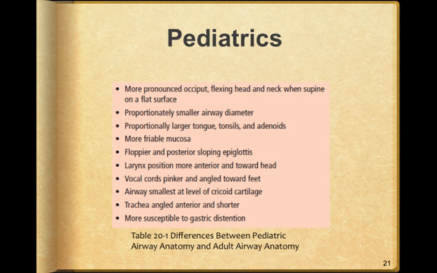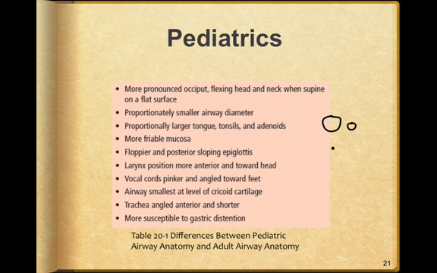Pediatrics. Pediatrics very simply have a more pronounced occipital area, or head. The flexion of their head and neck on a flat surface can occlude the airway. They have a proportionally smaller airway diameter. Now, an adult has an airway about the size of a dime, and it is said that a pediatric is about 1/3 that size. Their tongue is larger, tonsils and adenoids are larger as well, and they have a more friable mucosa, which means you can damage it a whole lot easier.